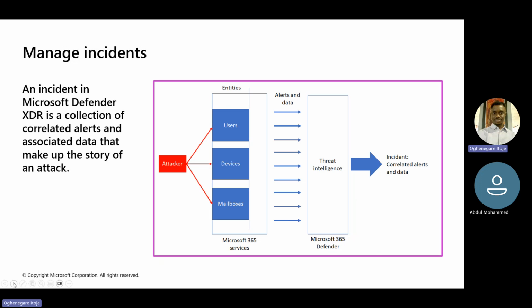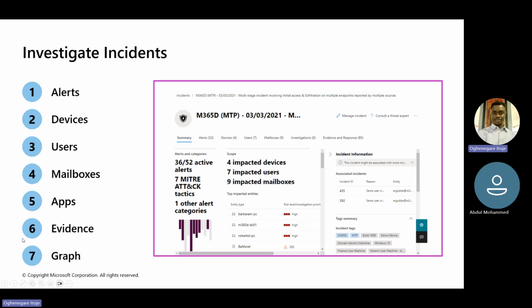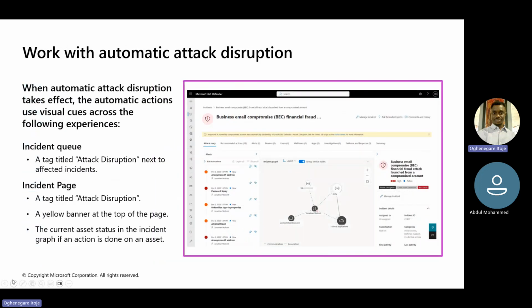From there, we were able to go into the portal to investigate the incident, where we could see alerts, whether a device is affected, whether a particular mailbox is also affected, and whether a user or app is affected. Then we looked at evidence, attack histories and attack stories, and the graph, which shows us the stories behind the alerts.